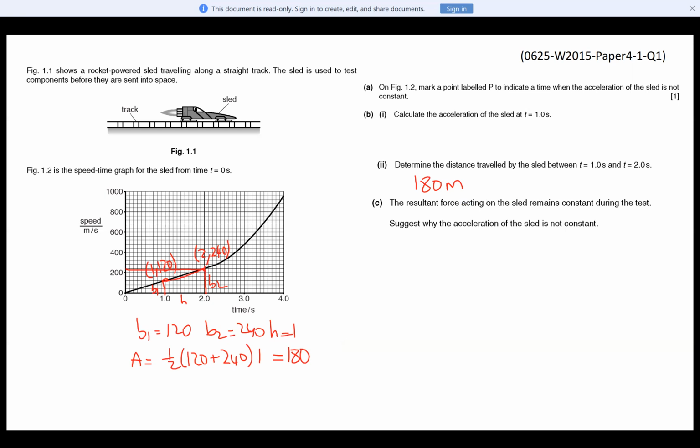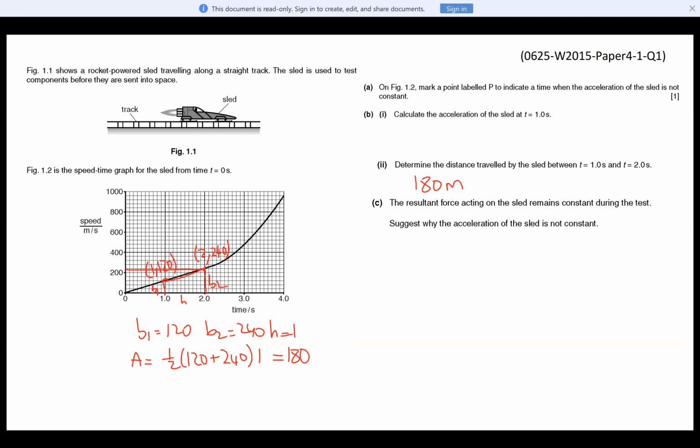Option C says that the resultant force acting on the sled remains constant during the test. Suggest why the acceleration of the sled is not constant. So this is a suggest question. A suggest question requires creativity. It's not something necessarily strictly within your curriculum. It's just something that you need to think about.